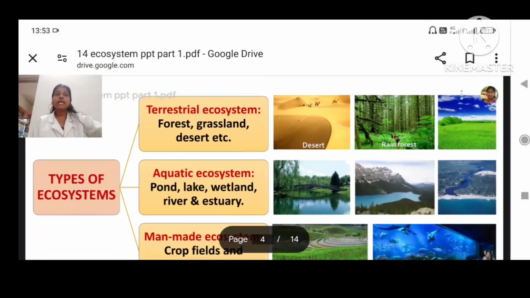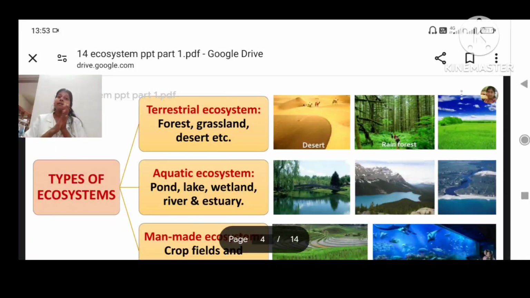Now, what are the different types of ecosystem? When you are moving into the types of ecosystem, you can divide the ecosystem into two types. The first one is natural, which is already present in nature, and the second one is artificial. So an artificial ecosystem can also be called as what? Man-made. Clear?